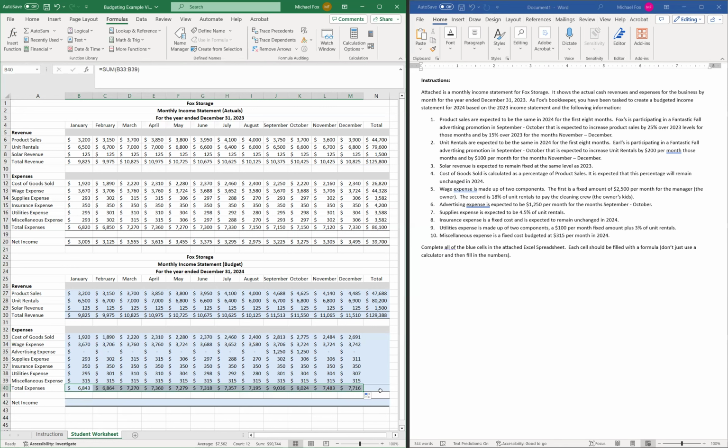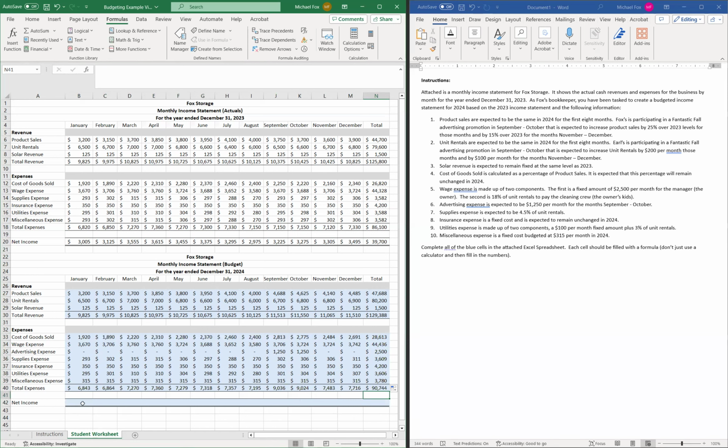And then I can use the sum tool here to get the sum across my row and fill it down. And so there's my total expenses.